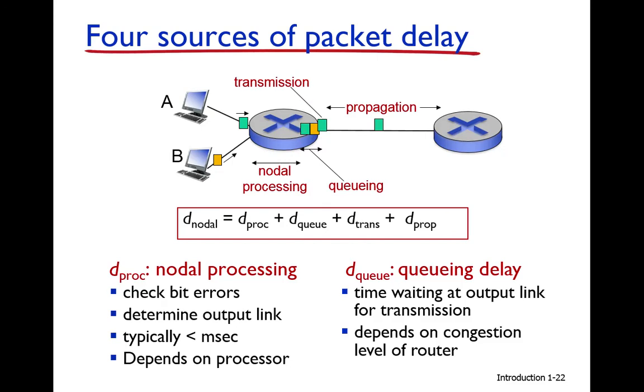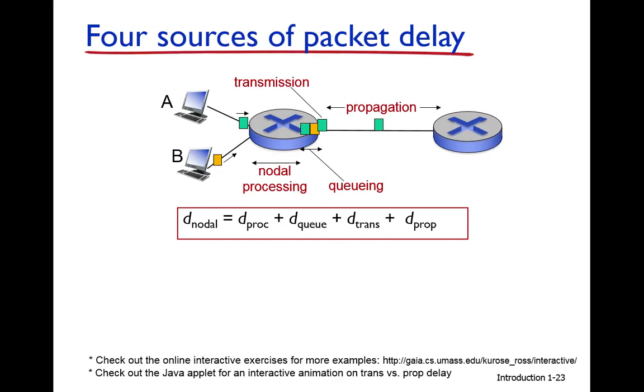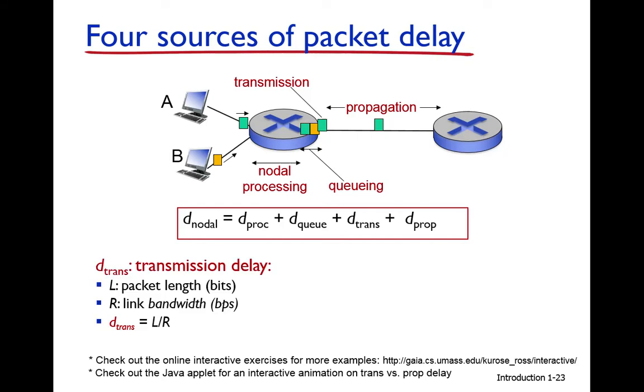Okay, so for example, a packet has arrived. When the router processes this packet and moves it to the outgoing link, this is called node processing delay. Now the packet is waiting in the queue. The time until it gets its turn is called the queuing delay, queuing time. The next is transmission delay.